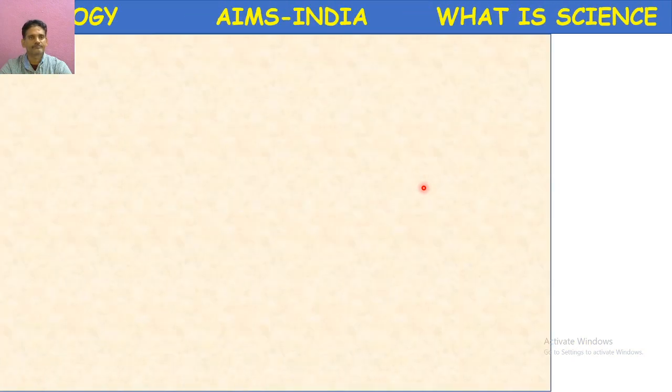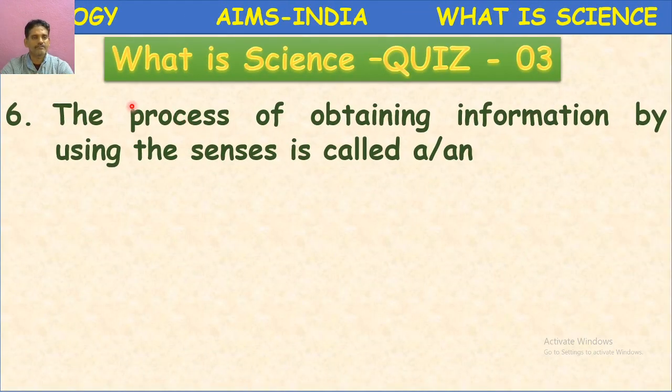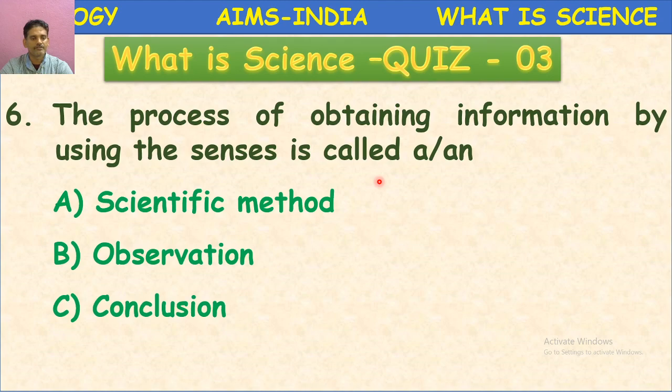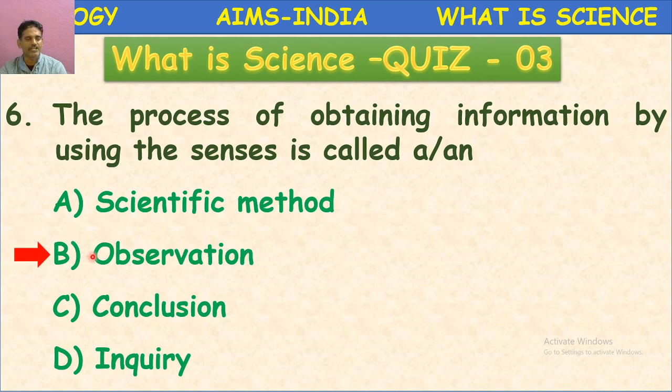Next. Question number 6. The process of obtaining information by using the senses is called scientific method, observation, conclusion, or inquiry. The process of obtaining information by using the senses is called, very good, observation. B. Observation helps in obtaining the information. Information is wealth. Gathering information, then only you can start anything.